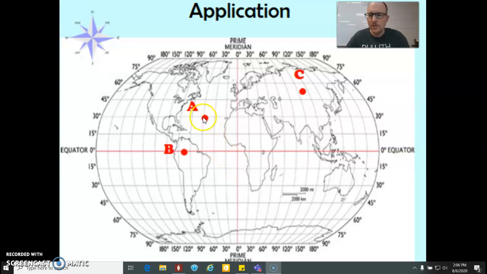Okay, so this one's going to be a little more tricky because it's not exactly on the lines. And that's what I was hoping for. So let's first find the equator. The equator is labeled, and we are above the equator, but we are not quite to the 30-degree mark. We're actually just below the 30-degree mark.